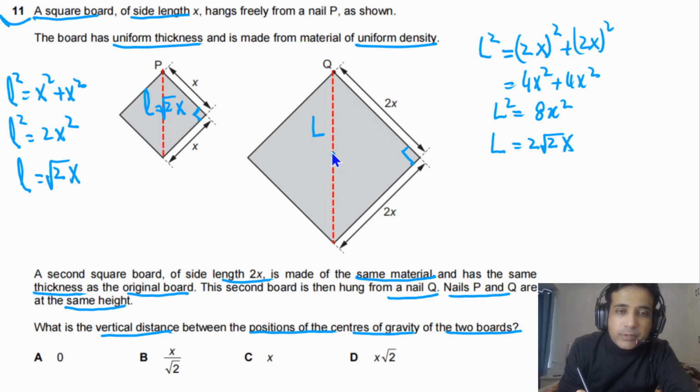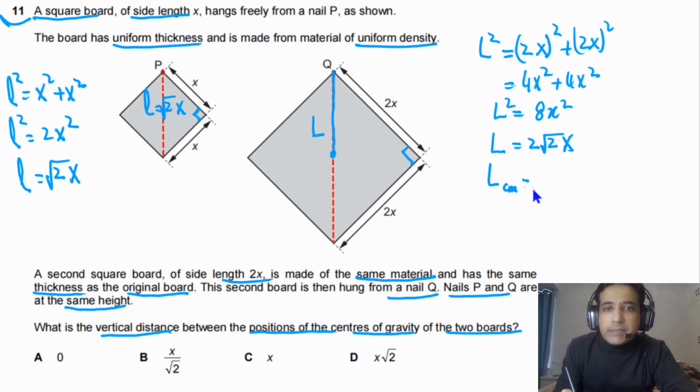I mean the distance from here to here. This distance we need to find out, and that distance will be L by 2. So in this case, we can say LCM. LCM means we are saying this part. LCM will be equal to L by 2. So in this case, this is equal to root of 2 times x.